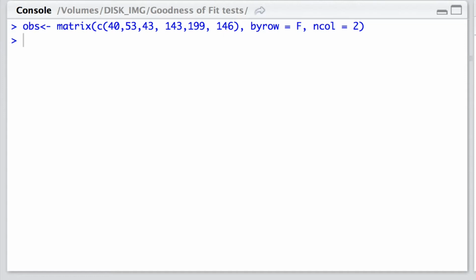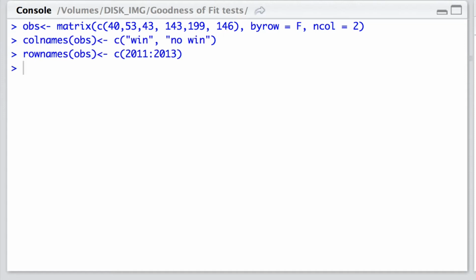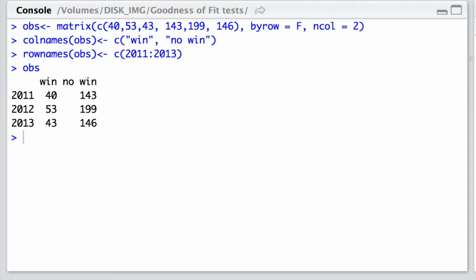Let's have a look at these data, and I'm actually going to first of all put the data in a matrix, and then we're going to name the columns. And here are what the data looked like. From 2011 to 2013, Graham Rabby and his colleagues in the fish lab wrote down on a whiteboard whether they had been lucky enough to win a prize or they didn't win a prize.